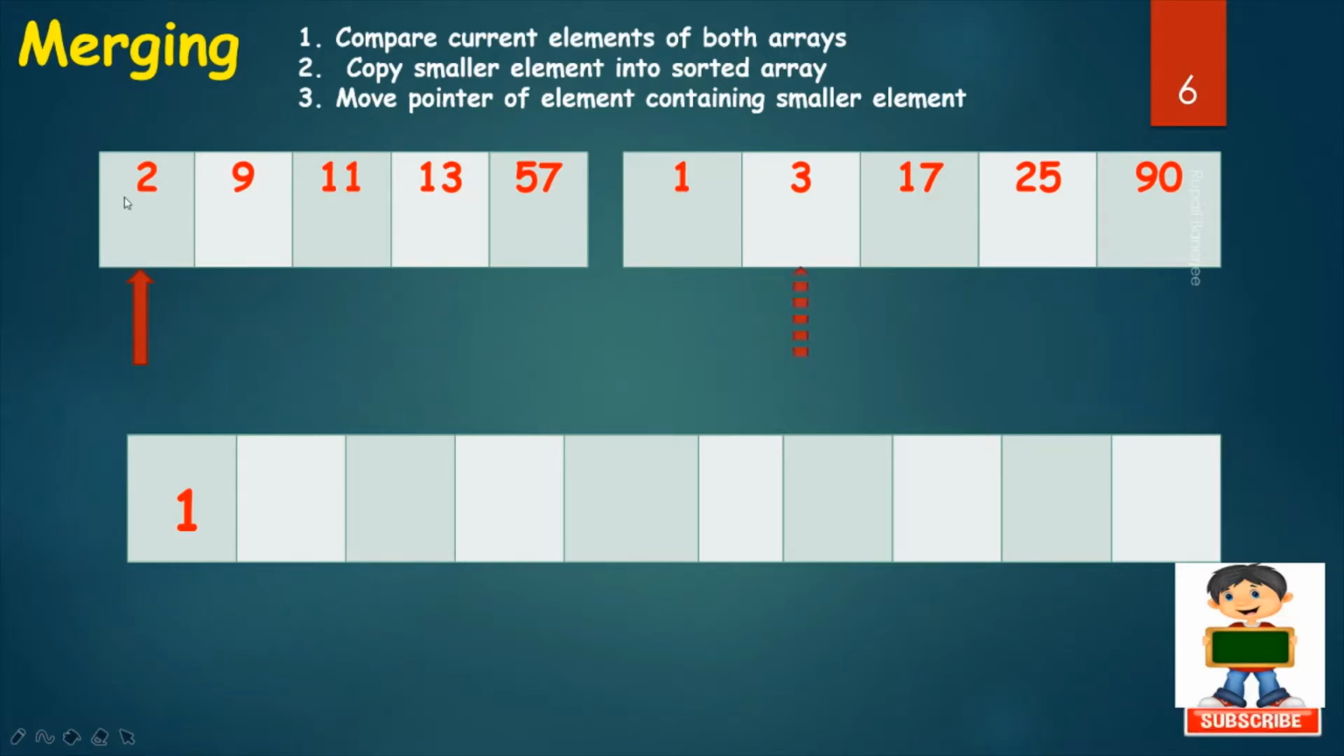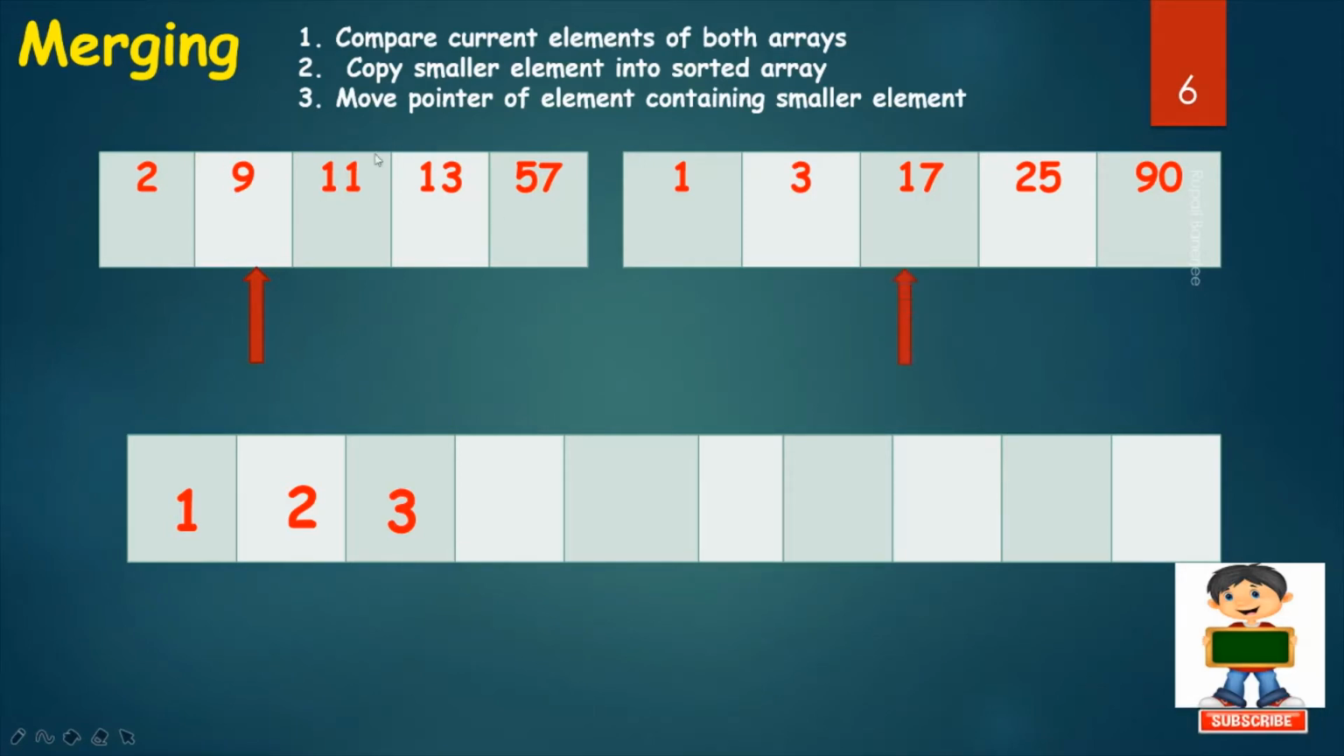Now compare 2 with 3. Which one is smaller? 2 is smaller. So copy 2 here and move this pointer. Because I am copying from the first array, I have to move this pointer. Now compare 9 with 3. Which one is smaller? 3 is smaller. So copy 3 and move. From the second array we have copied, so we have to move this pointer.